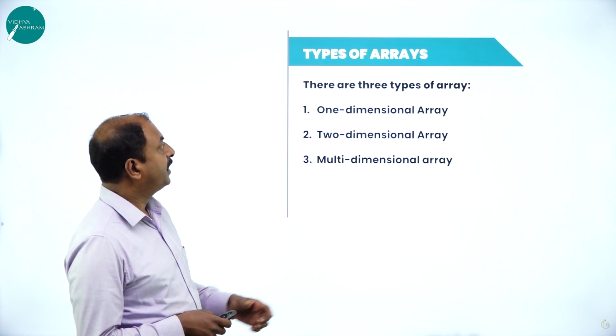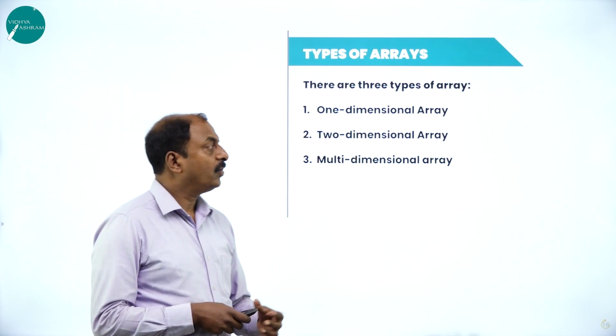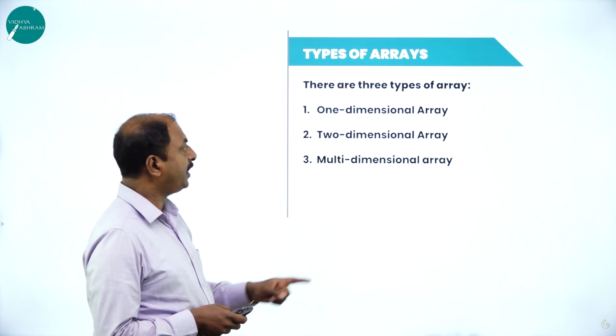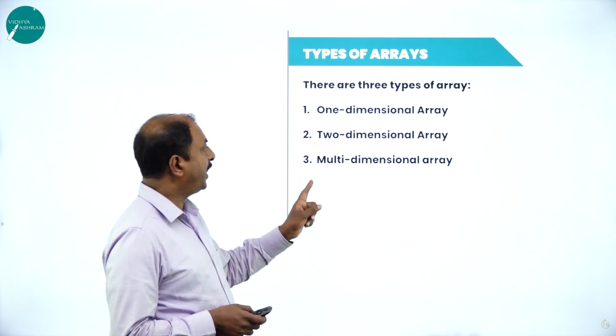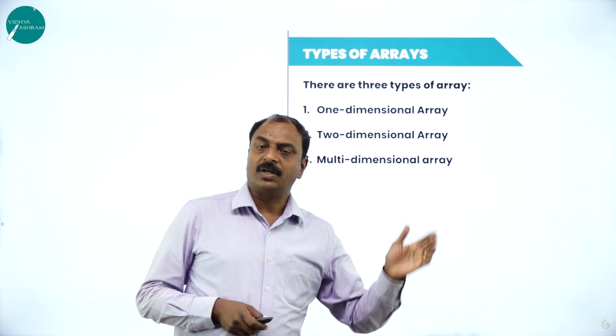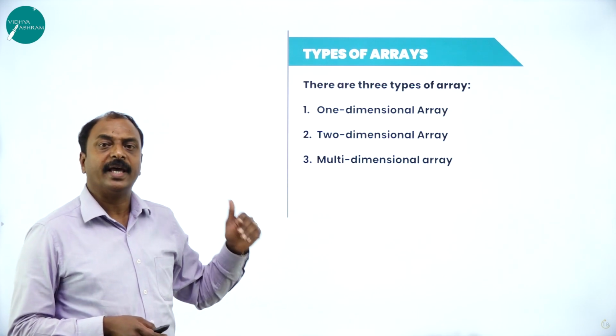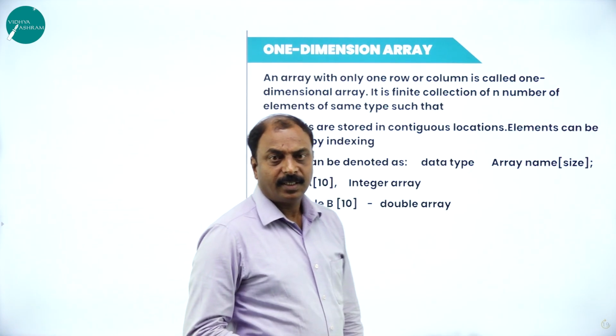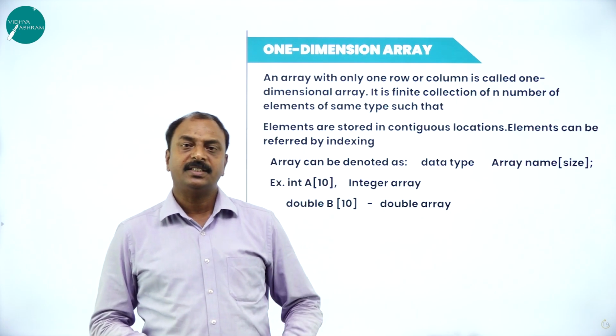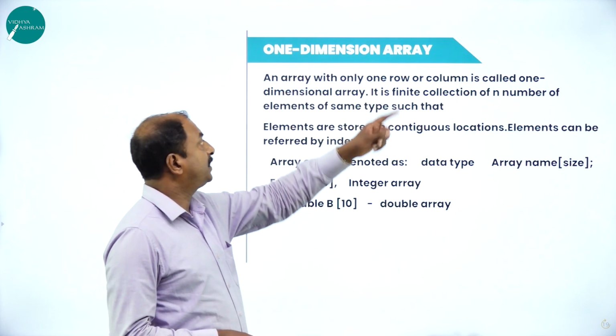Now we can see different types of array. First one is one-dimensional array, two-dimensional array, and multi-dimensional array. These are all different types of arrays. Now let us learn the definitions and syntax for one-dimensional array.